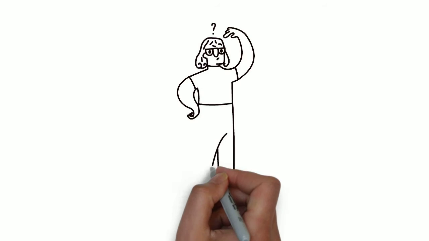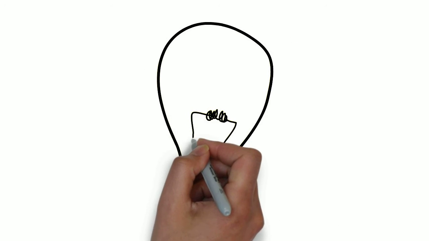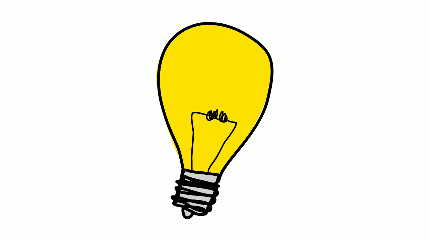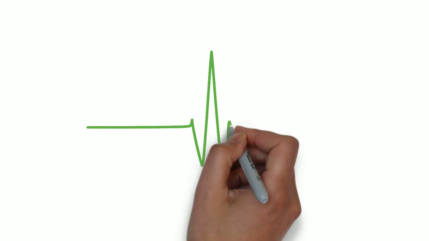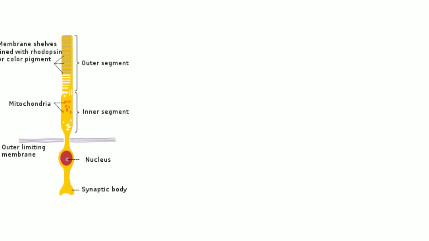What specifically is a photoreceptor? Photoreceptors play an important part in our ability to see. They are specific cells that are able to receive visual information from the outside world and transform it into a chemical signal that our eyes can then send to the brain. There are 2 types of photoreceptors, known as rods and cones.